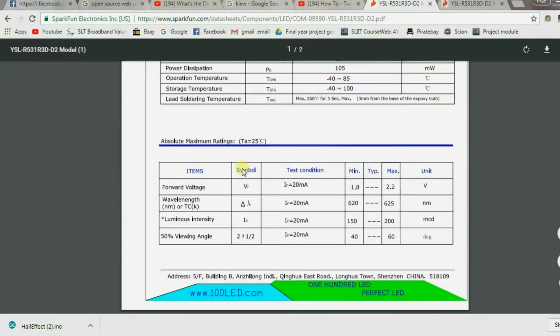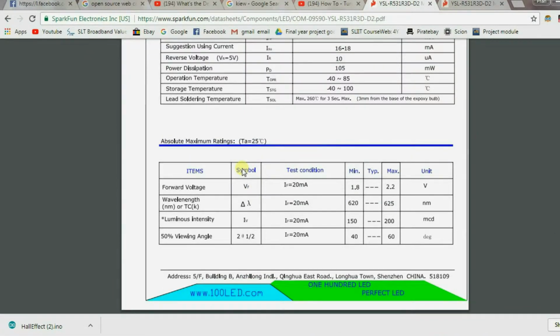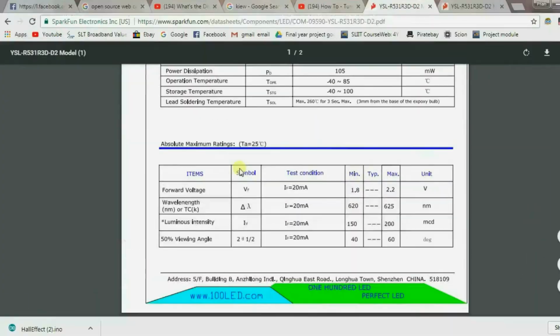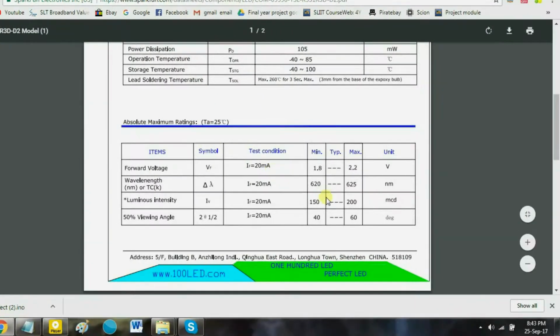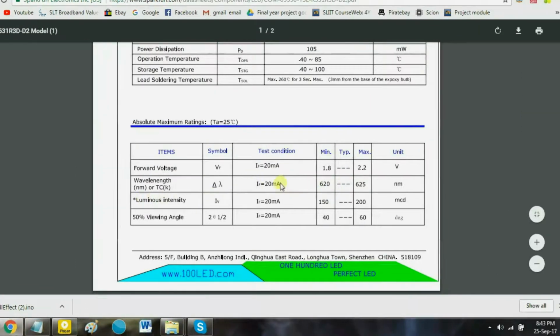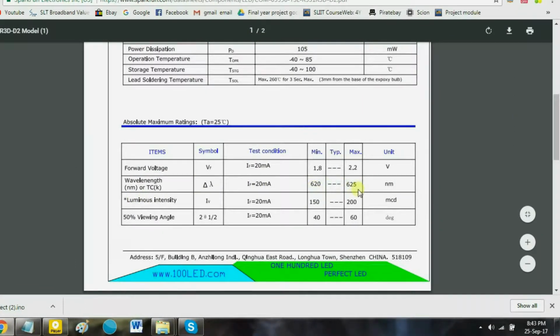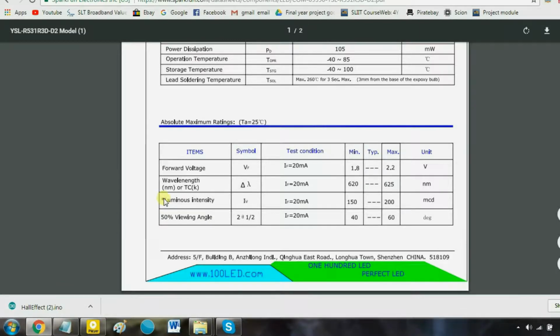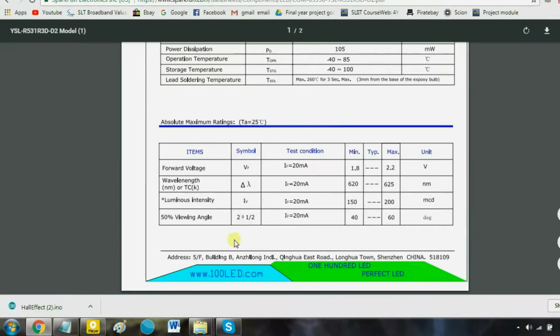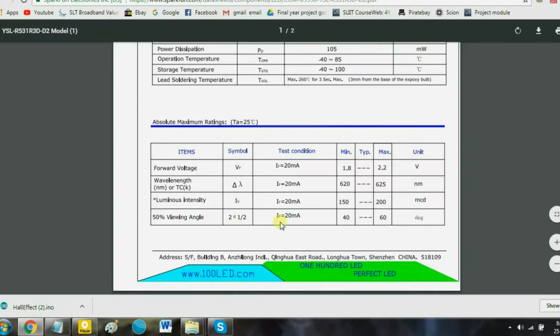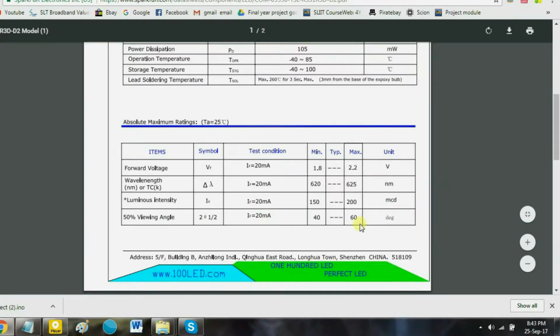If you look up the electromagnetic spectrum, you may see that red belongs in this region. That is why the wavelength is 620 to 625. The luminous intensity is given in mcd, between 150 and 200. The viewing angle I will explain later. Again, under 20 milliamperes it is 40 to 60 degrees.